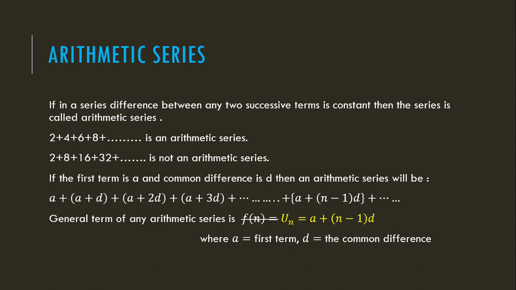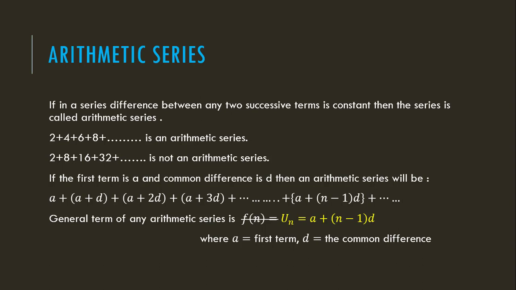If the first term is a and the common difference is d, then an arithmetic series will be like this. The first term will be a, the second term will be a plus d, and the third term will be a plus 2d, because in every term it will be increased by d. Therefore the first term is a, the second term is a plus d, the third term is a plus twice d, and the fourth term is a plus thrice d, like this.